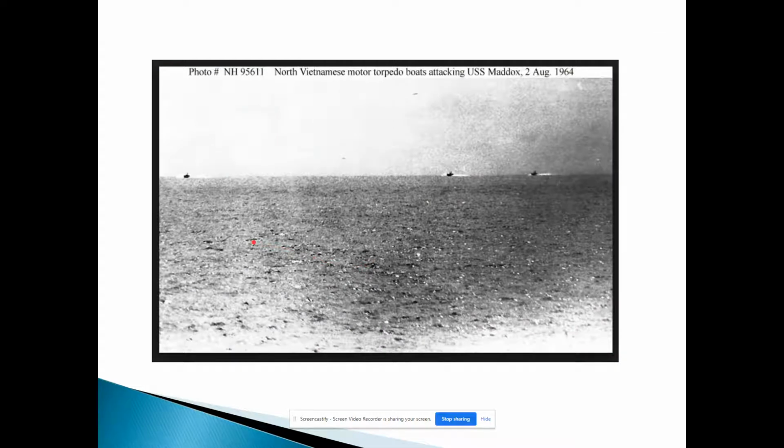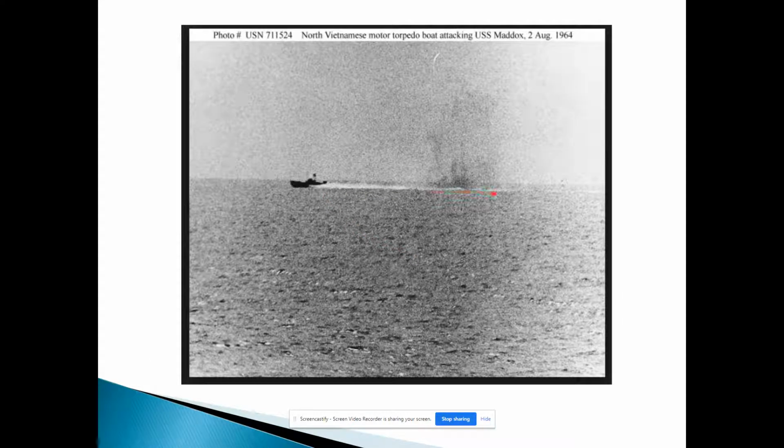And these are actual photos. North Vietnamese motor torpedo boats attacking the USS Maddox, April 2nd. We believe these are American ships being shot at. Again, you can look at the picture here. It looks like something's shooting or being shot at. And here's an explosion in the water. Whether or not it's American troops, whether or not it's North Vietnamese, whether or not it was Soviet and China, we don't know. But President Johnson took this to go to war.